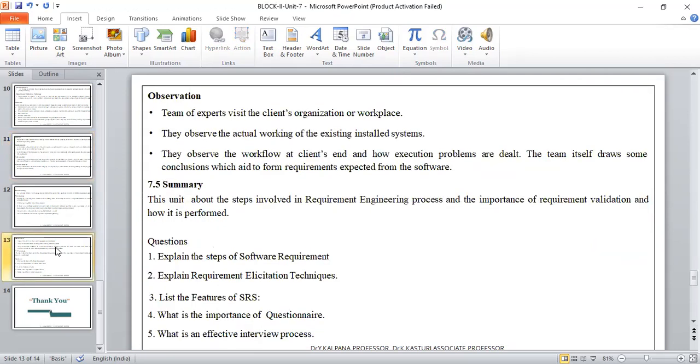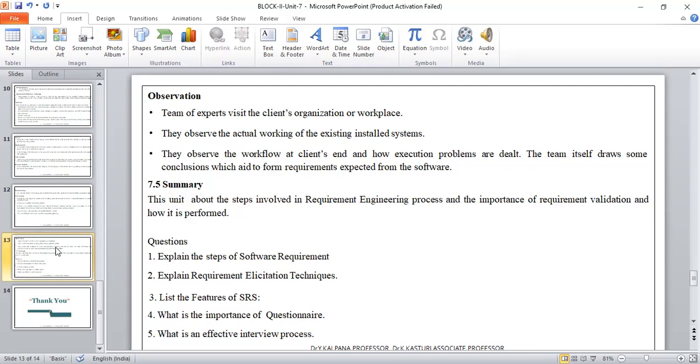Next comes the observation. Last one, last technique. A team of experts goes to the client's organization or workplace, and then they observe the actual working of the existing installed systems. They observe the workflow at the client's end and how execution problems are dealt with. The team itself draws some conclusions which aid in forming the requirements expected from the software.